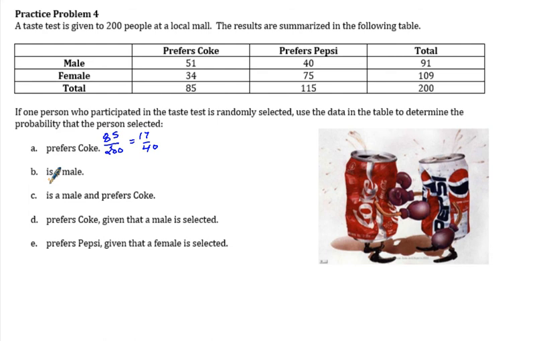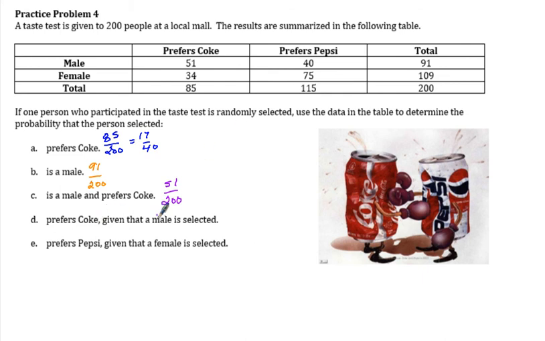The probability that the person is a male, well, there were total 91 males, so your probability there is 91 out of 200 that you're going to get a male. Is a male and prefers Coke, well, that's something different, right? Males who prefer Coke is found in this quadrant, so that's 51 out of 200.